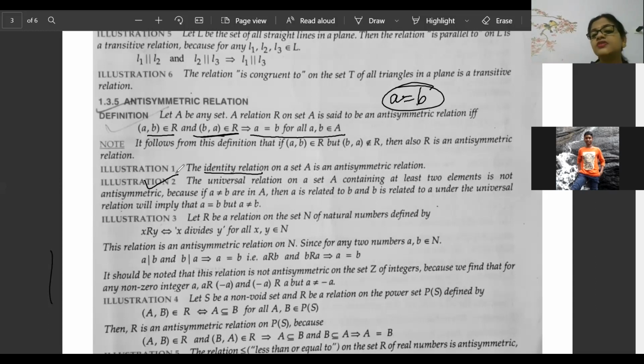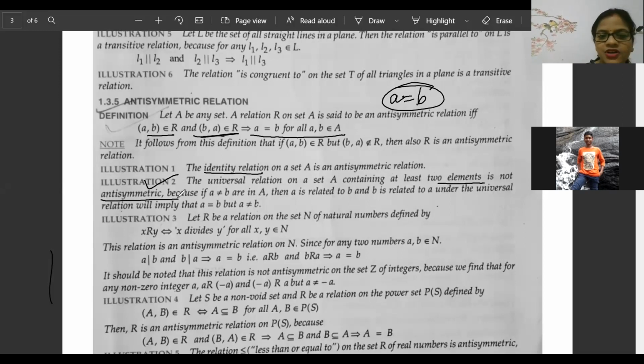Now universal relation, let's see, is the universal relation going to satisfy this? A universal relation on a set A containing at least two elements is not antisymmetric. That's why Harnibala wrote it is only identity. I have understood that point itself, Harni, but I didn't tell why you have not said.